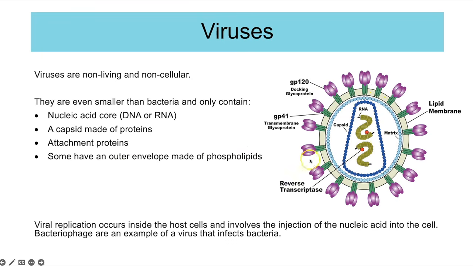On the outside, there are attachment proteins, which are used to attach to receptors on the host cell. And then some of them have an outer envelope made up of lipids, which would be phospholipids. Viral replication occurs inside of host cells, and it involves the injection of that nucleic acid into the cell. And bacteriophage are an example of a virus that can infect bacteria.